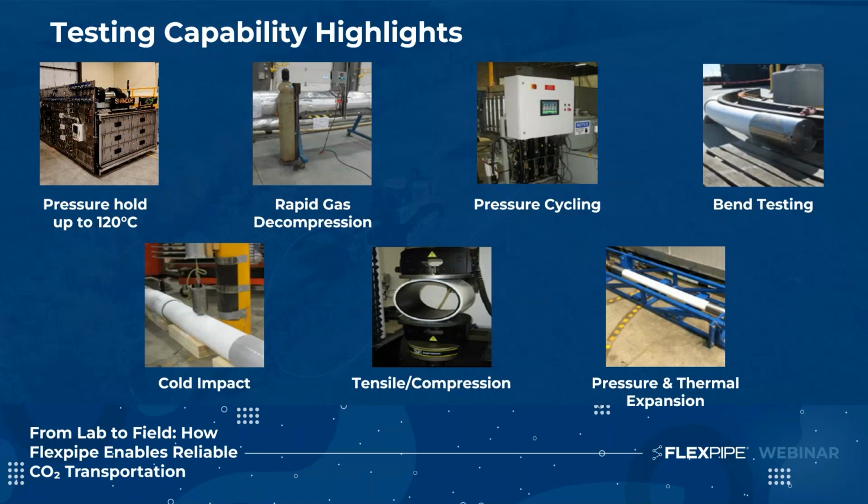Our products undergo rigorous testing, including pressure hold at elevated temperatures going up to 120 degrees C, chemical exposure, permeation and rapid gas depressurization, pressure cycling, bend testing, cold temperature impact, tensile compression, and pressure and thermal expansion tests. These tests ensure Flexpipe's reliability and performance in demanding CO₂ transport applications.